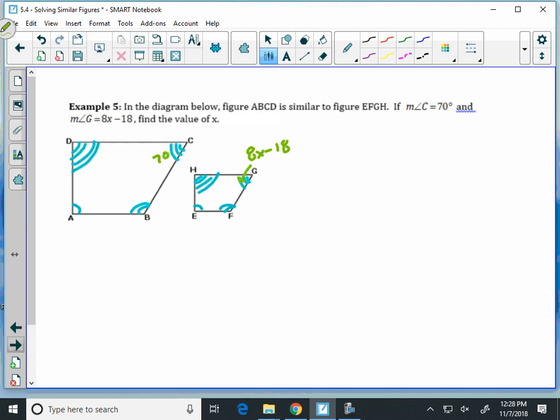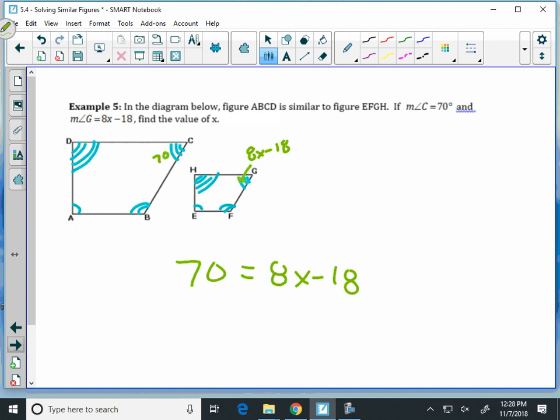Well, in this problem, are we finding sides or are we dealing with angles? Angles. And what do we know about angles? What did we say? Set them equal. Very good. When we're dealing with similar figures and angles, set them equal because they're the same. And then we solve our equation.